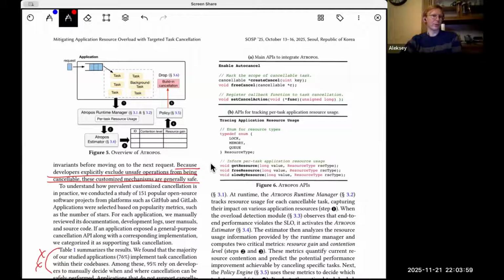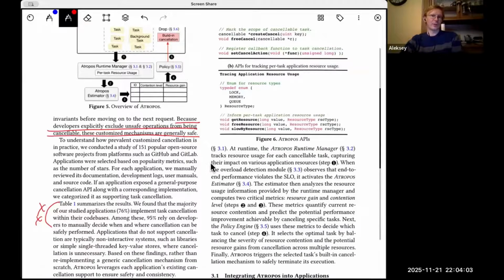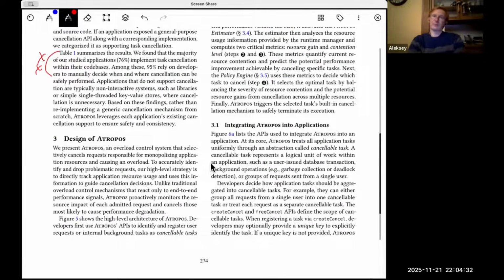We found that the majority of our studied applications implement task cancellation within their code bases. Among these, 95% rely on developers to manually decide when and where cancellations can be safely performed. Applications that do not support cancellation are typically non-interactive systems such as libraries or simple single-threaded key-value stores where cancellation is unnecessary. Based on these findings, rather than re-implementing a generic cancellation mechanism from scratch, Atropos leverages each application's existing cancellation support to ensure safety and consistency.